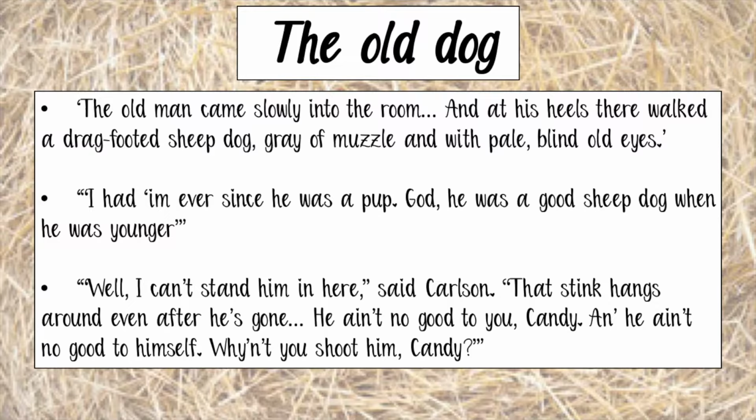So this dog has been very, very valuable in terms of the running of the farm in its life. But now it's in its retirement years, it's old and it stinks. And it follows Candy around because Candy is his owner and his friend. But we can see from the third quote how Carlson in particular, but the other men feel about this.